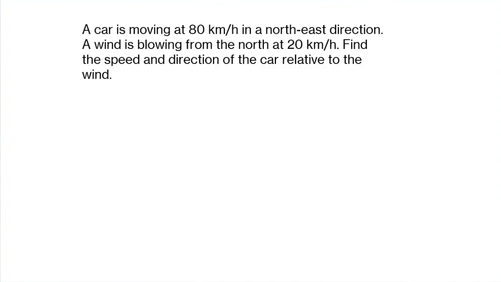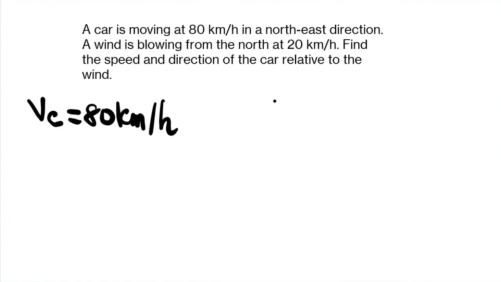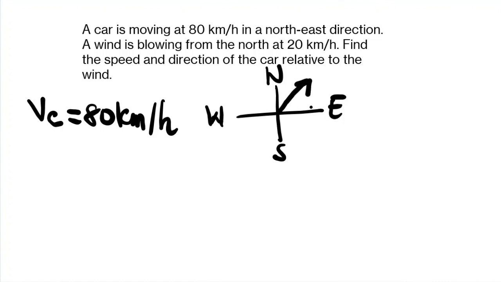Now let's look at the first example. Let's say a car is moving at 80 kilometers per hour in a northeast direction. Let me represent that. The velocity of the car, C for car, is 80 kilometers per hour in a northeast direction. If you have the cardinal points, this is north, this is east, this is west, and this is south, right? Northeast means exactly in the middle of north and east. The whole of north to east is 90 degrees, and half of it is 45. So here you have 45 degrees from north.